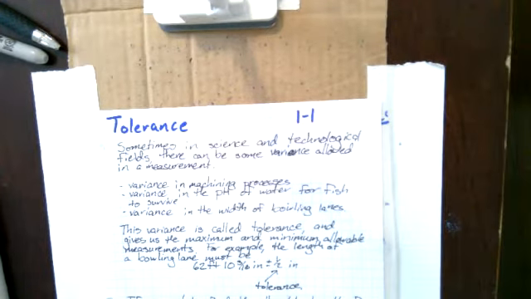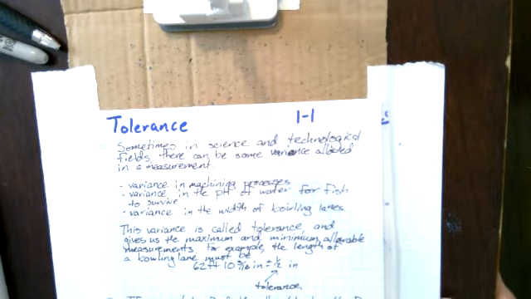But we're going to talk about tolerance. Tolerance is something that comes up in science and tech. Sometimes in science and technological fields, there can be some variance allowed in a measurement. For example, there could be variance in machining processes, variance in the acidity of water that fish need to survive, variance in the width of bowling lanes. I believe there's also variance in the size of a football you can use.